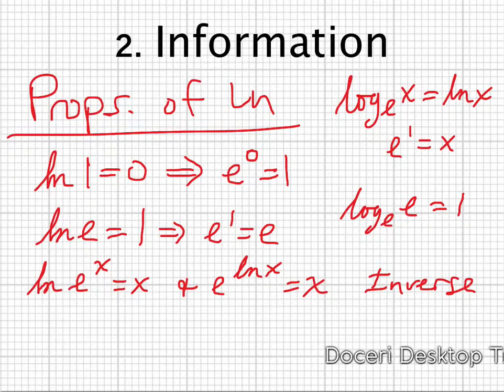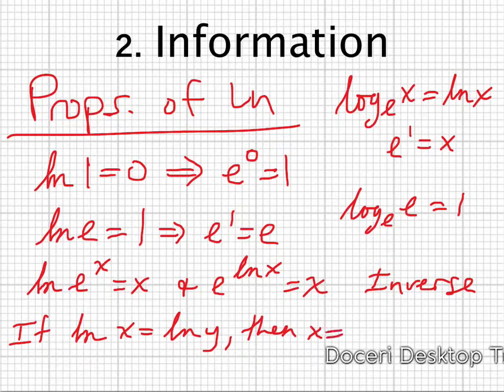And then the last one is the if and only if statement, the one-to-one property statement. If the natural log of y, well, we can do x first. If x equals the natural log of y, then x has to equal y. And this is, again, what we call the one-to-one property.